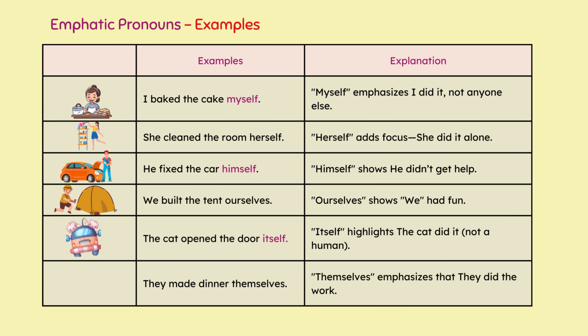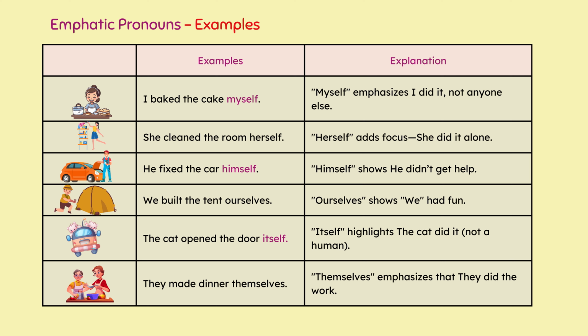Let's see some examples of emphatic pronouns in action. I baked the cake myself. Myself emphasizes that I did it. No one helped me. She cleaned the room herself. Herself adds focus. It was she who cleaned it, not anyone else. He fixed the car himself. Himself tells us he didn't get any help. He did all the work.